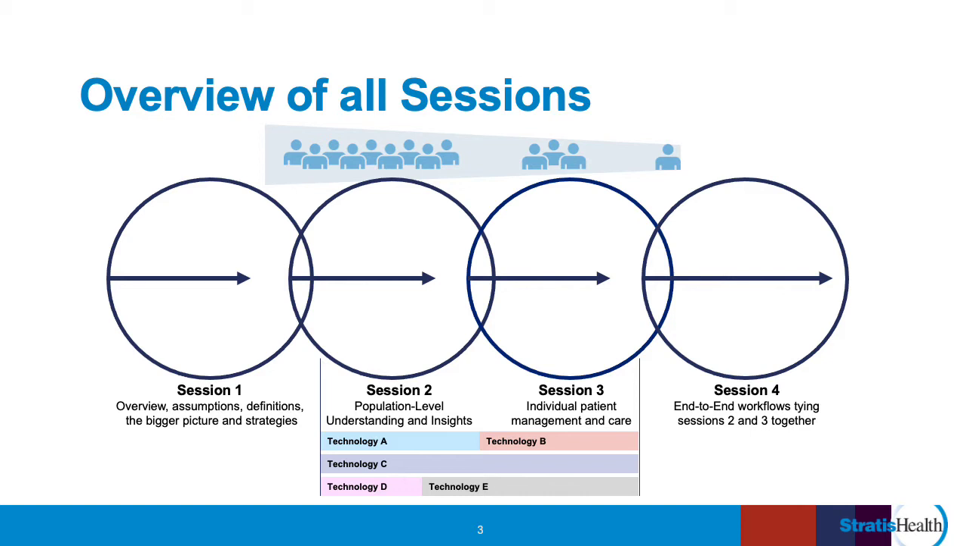Session 4 will take what we've learned in Sessions 1 through 3 and knit that together in a few sample use cases. You'll see in the graphic here above Sessions 2 and 3 that we'll move from the population to the individual patient level. Beneath the graphic is a set of boxes, technologies A through E. This represents the idea that some technologies are oriented at the population level only, and others support only patient-level care. Some technologies bridge the two, such as Technology C.